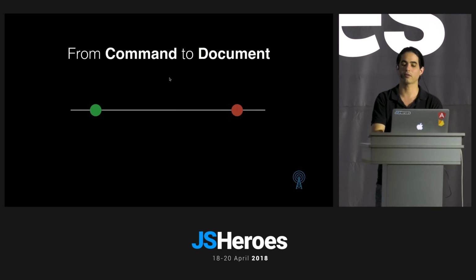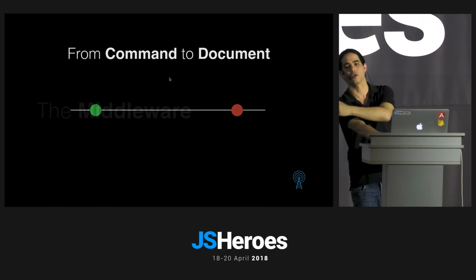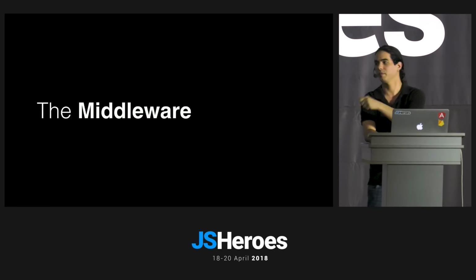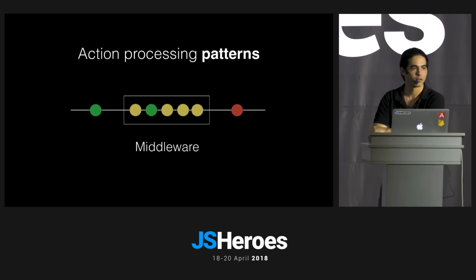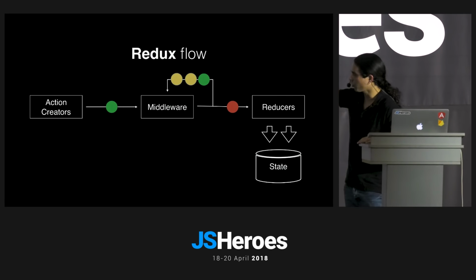Let's move forward. Let's talk about how do I get from this initial action to my document action. And this is where the middleware kicks in. We need to process our action. We're getting initial actions. Finally, we want to dispatch the document action, and we can reprocess the action if we need.